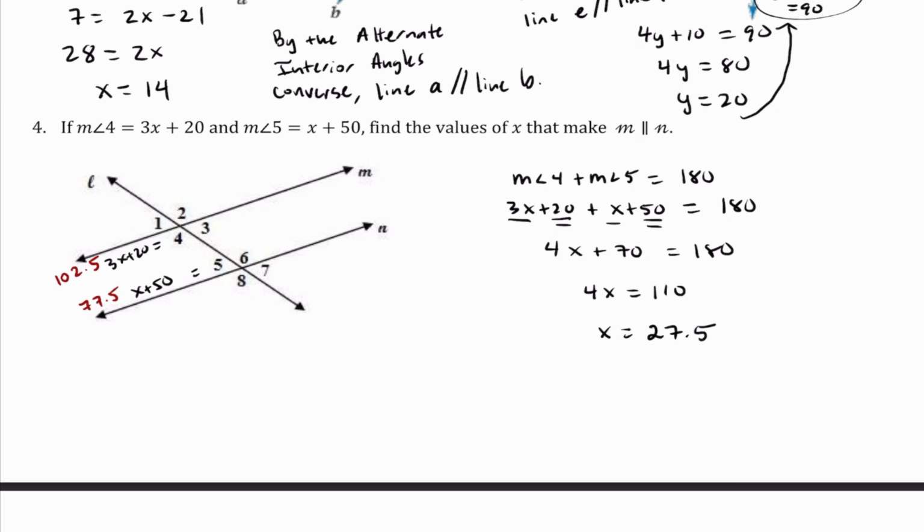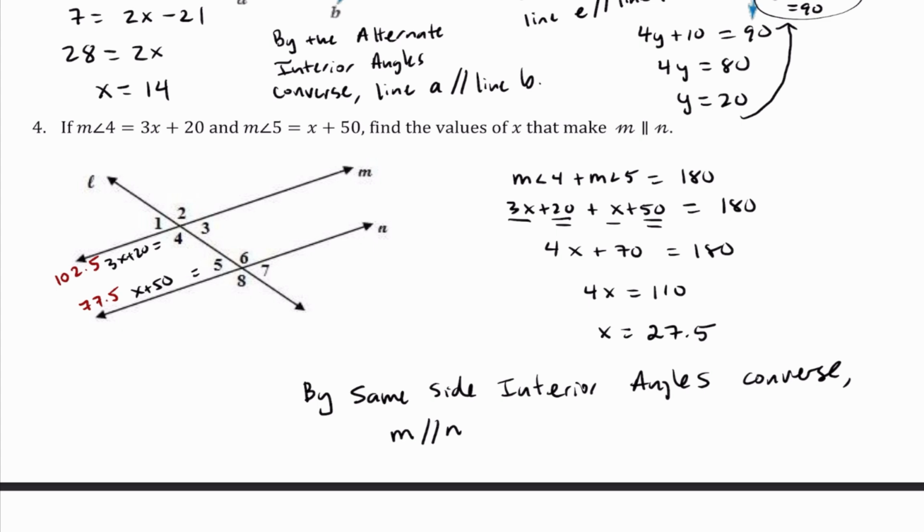So by the same side interior angles converse, we can say that M is parallel to N, or line M is parallel to line N.